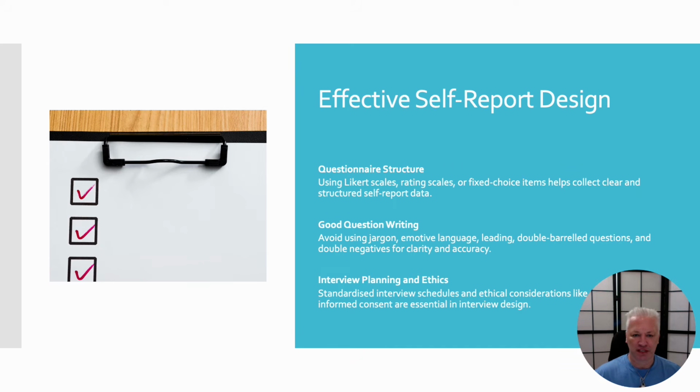Self-report design. Self-report methods are used to gather information directly from participants about their thoughts, feelings, attitudes or behaviours. The two main self-report methods are questionnaires and interviews. So questionnaire designs, Likert scales. Likert scales ask participants to indicate the extent to which they agree or disagree with a statement, usually on a scale 1 to 5 or 1 to 7. So it might say strongly agree to strongly disagree.